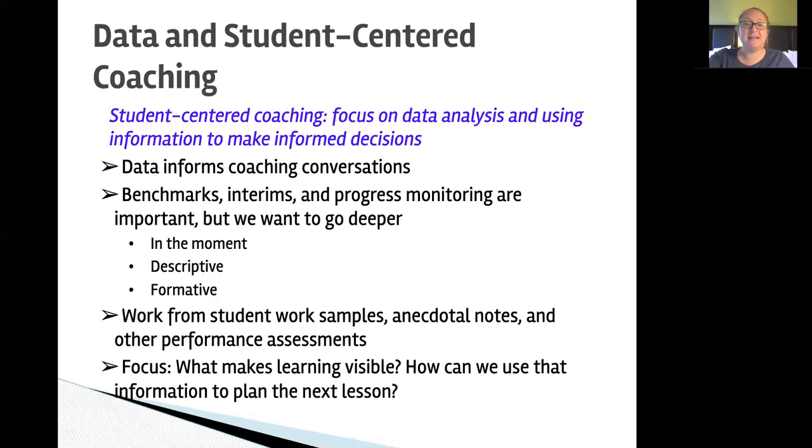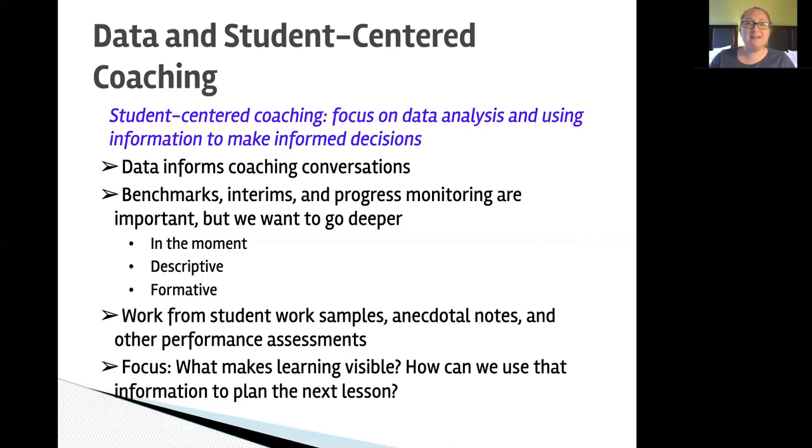Things like benchmarks, interims, progress monitoring, CFAs, whatever the school or the district chooses to use, those are great places to start, but we want to go deeper because all of those kinds of things measure a lot. We want data that's more in the moment, like literally what can a student do on the spot. We want that data to be descriptive. So it's not just telling, can they do it or not, but are they miscuing? What miscues do you see the most? Are they not comprehending? What level of questioning are they not getting? It's really important to be that specific.